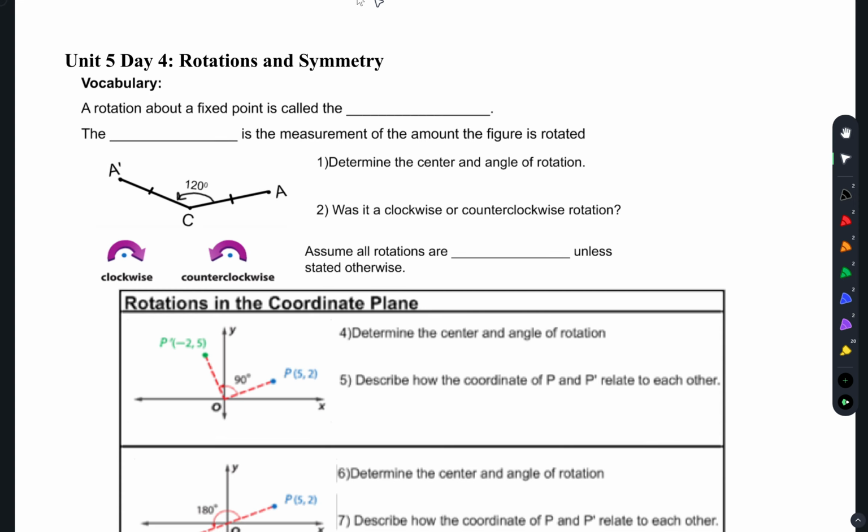All right, so today we add on our last kind of transformation. Remember the transformations we've already talked about: translation, reflection, and dilation. Today we add in rotation. We have rotations about a fixed point. Those fixed points are called the center of rotation. For us, I believe all of our centers of rotation should be the origin, or 0, 0.